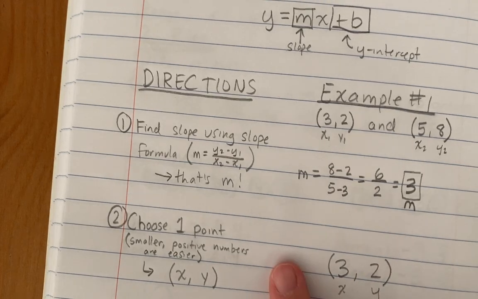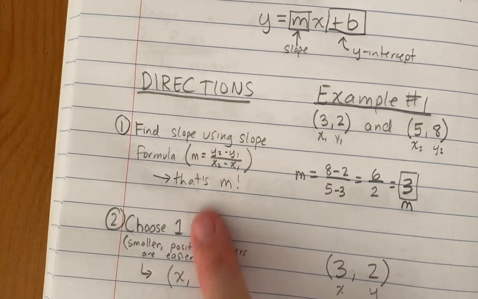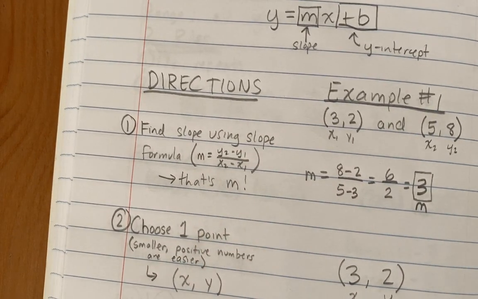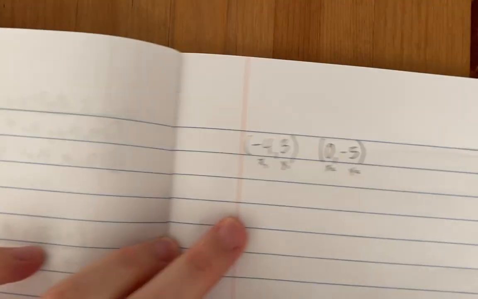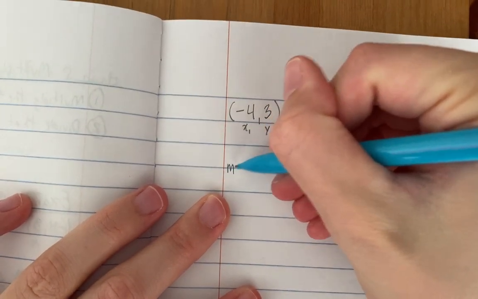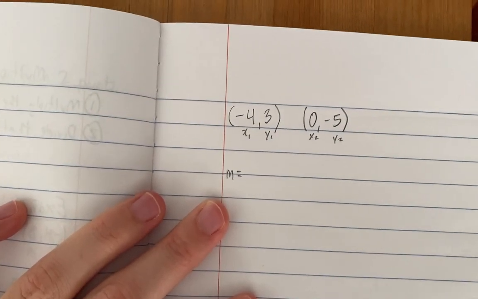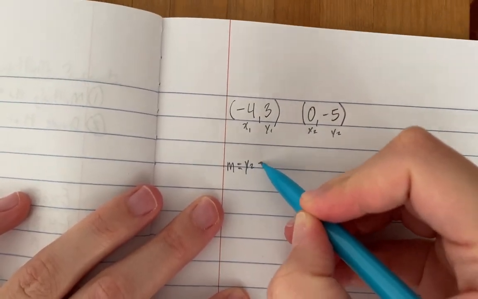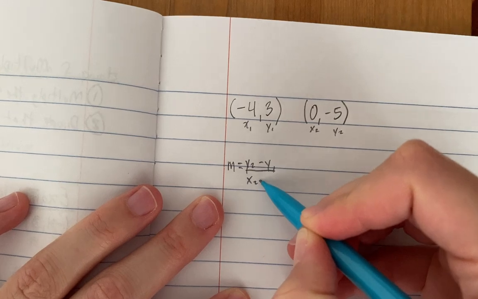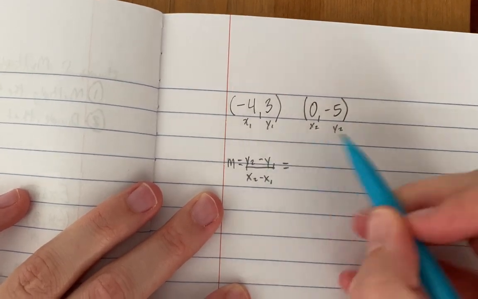Why am I doing that? Well, let's go back to my notes. Because the first thing I'm going to do is find the slope using the slope formula. Okay, so that's what I'm going to do first. So I know the slope formula, right? The slope formula is y2 minus y1 over x2 minus x1.